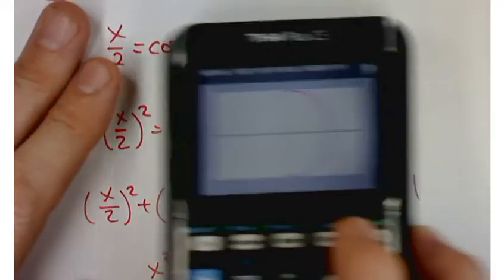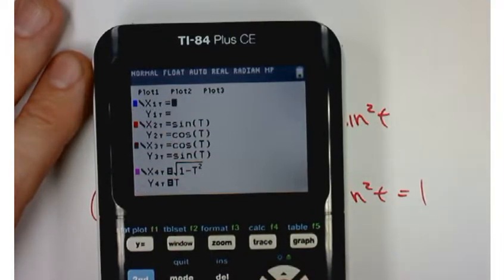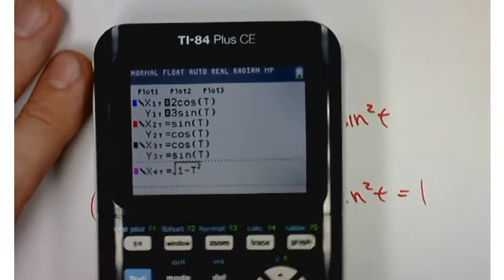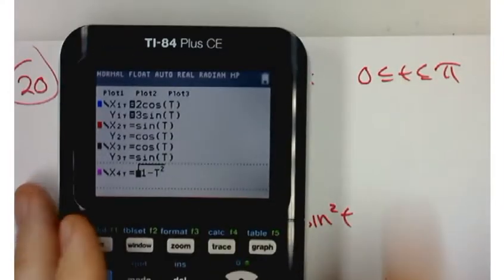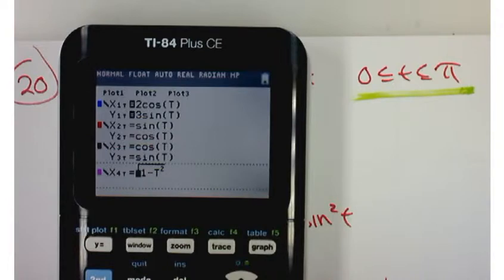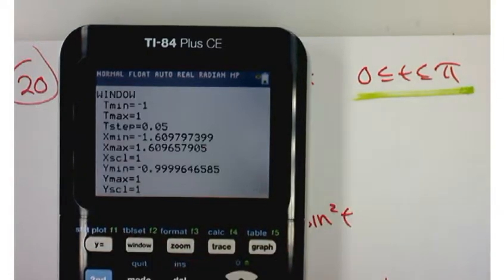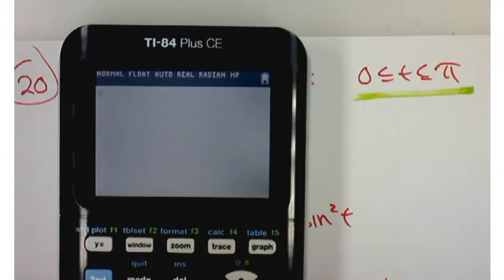So let's see. I'm going to just clear these out. So 2 cosine of t and 3 sine of t. And let's shut off these down here. Before I hit the graph key, there's probably a little bit more I should do. Does anyone know what that is? Yeah, you got to change the window. Thank you. So our value for t goes between 0 and pi. That means we're only going to get half of our graph. I think to get the whole graph, we're going to need to go from 0 to 2 pi. And then, you know, I'm just going to be lazy. I'm going to hit zoom 0. Oh, it doesn't like that. What's wrong here? Window.